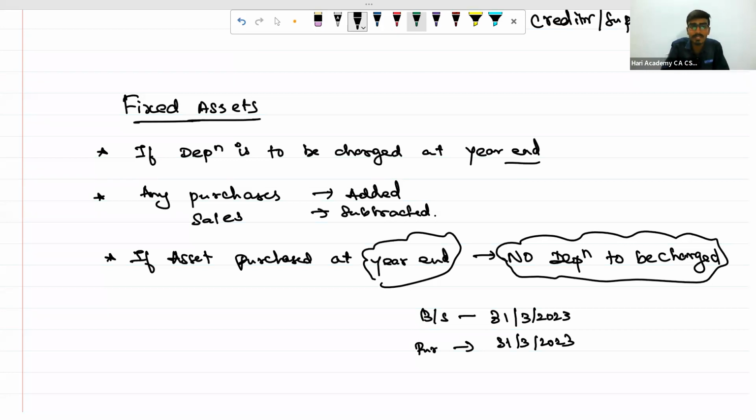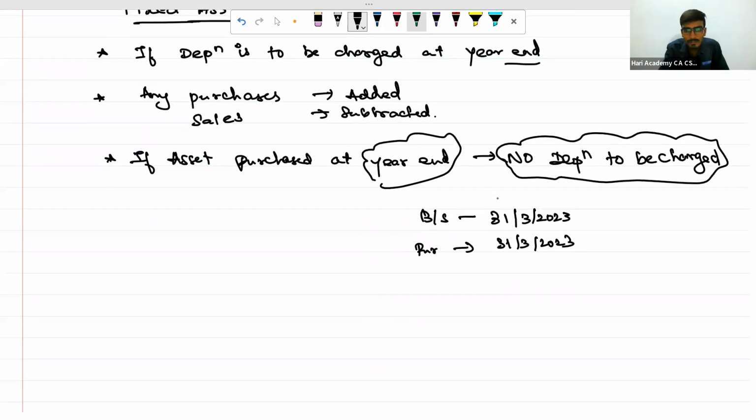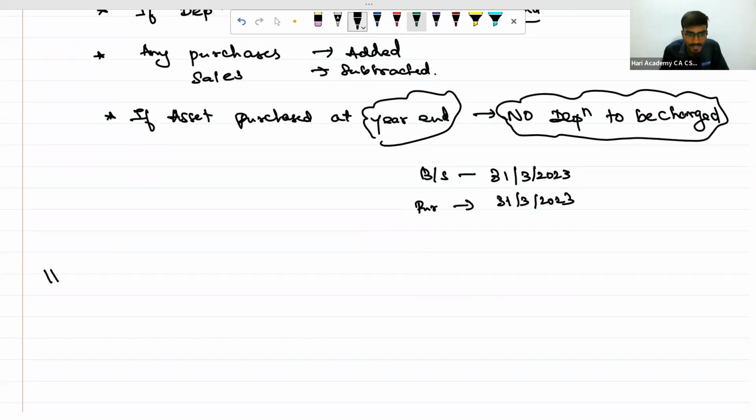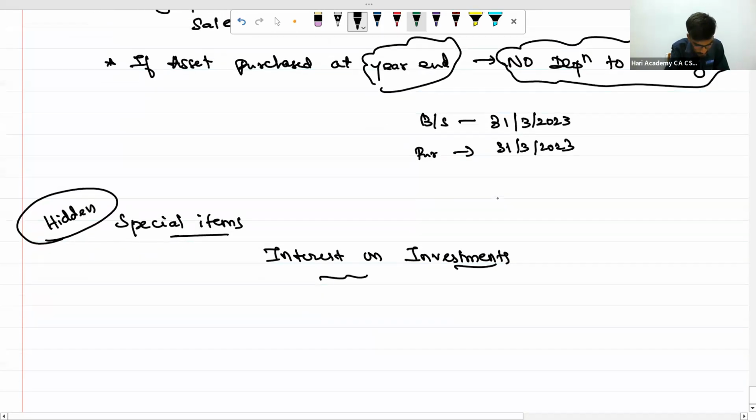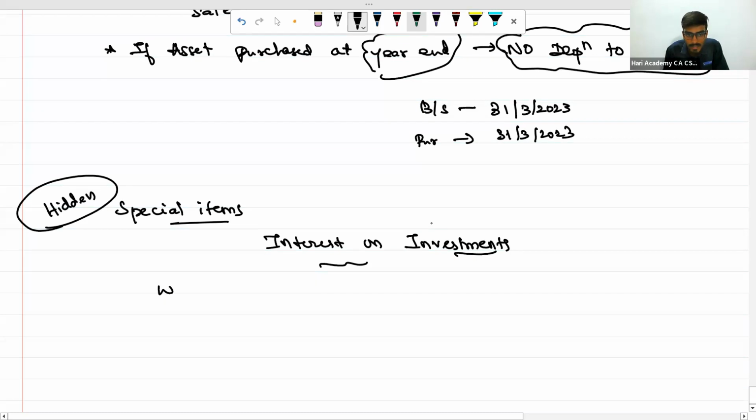So the next special item is one many of them will forget to mention. In some questions it may be like a hidden adjustment, a hidden special item, which is not outrightly given to us. That is the special item, interest on investments. Interest on investments will be a special item whenever ROI, the rate of interest, is given.